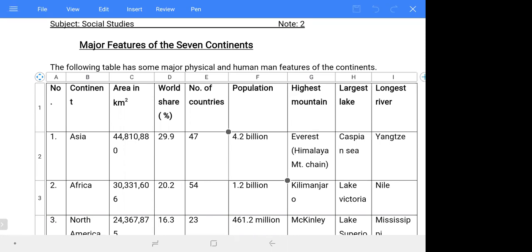Am I clear? Yes. Okay. So if I say the highest peak or the highest point on the earth, you say Everest. But if I say the highest mountain chain, it is the Himalaya. That is between Tibet and Nepal, and it also has a part in China.